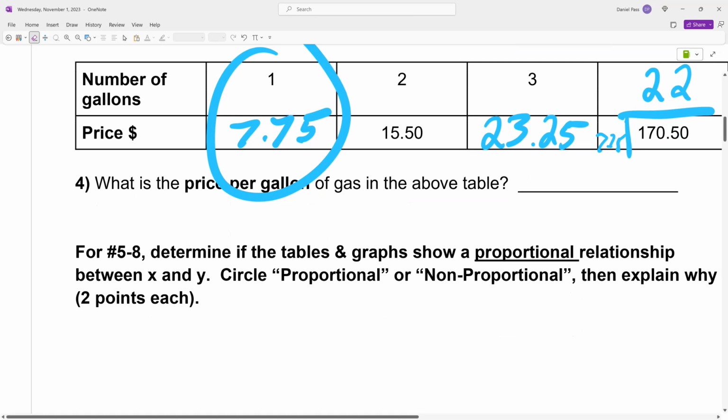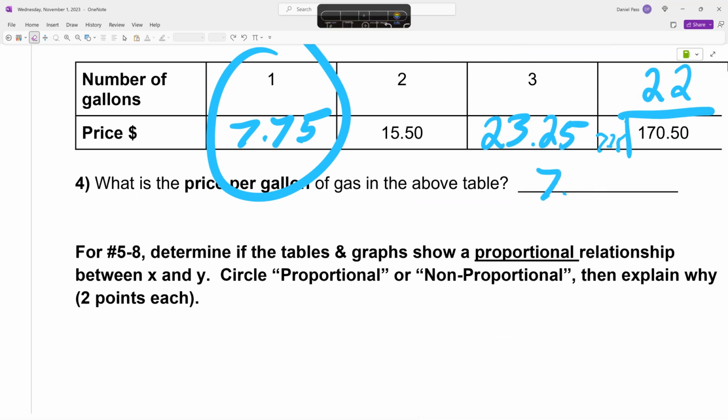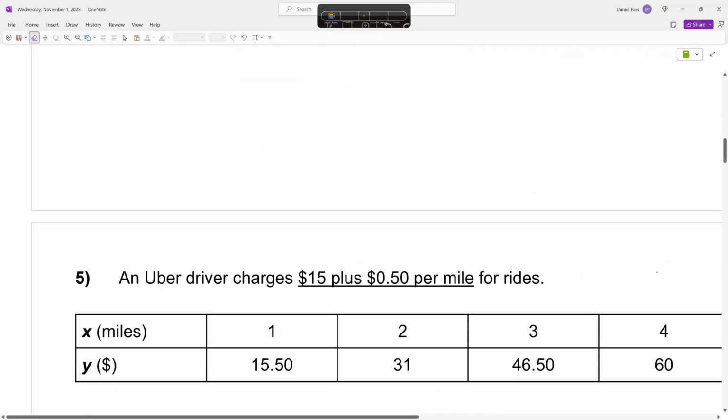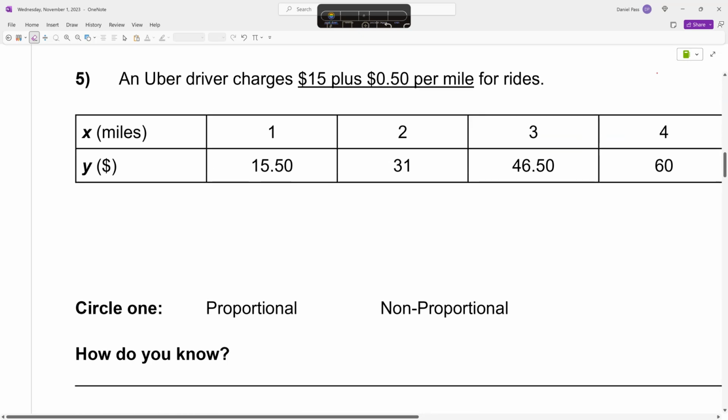The price per gallon is $7.75. All right. Is that gas? Yeah, that's it. $7.75. So determine if the next one is proportional. All right, what do you guys think? Proportional or not? Not. You're right.